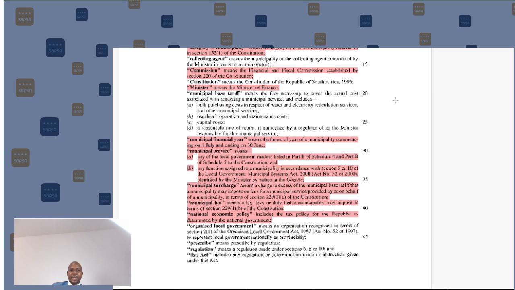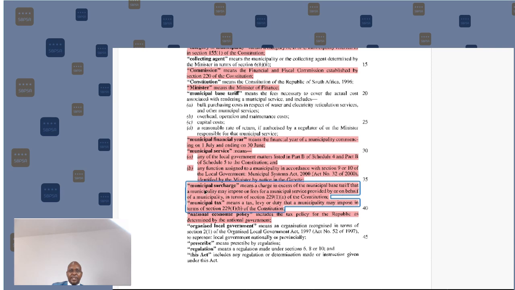What is a municipal service? The Act explains what a municipal service is. It says it's any of the local government matters listed in Part B of Schedule 4 and Part B of Schedule 5 of the Constitution. We have dealt with this when we were dealing with the Constitution. That is number 1. Number 2, any functions assigned to a municipality in accordance with Section 9 or 10 of the Local Government: Municipal Systems Act. We're going to see what Section 9 or 10 says when we're dealing with the Municipal Systems Act. And number 3, any service identified by the minister by notice in the Government Gazette.